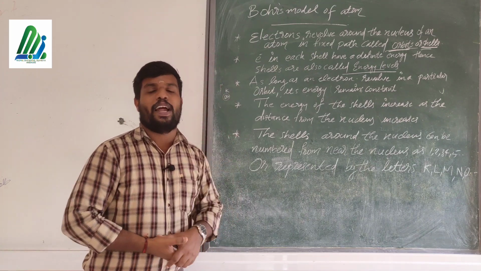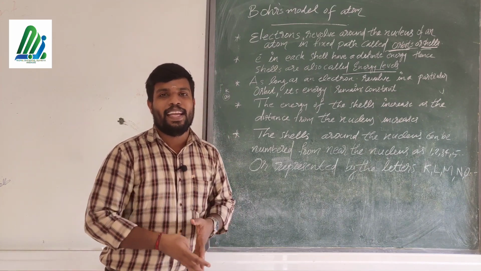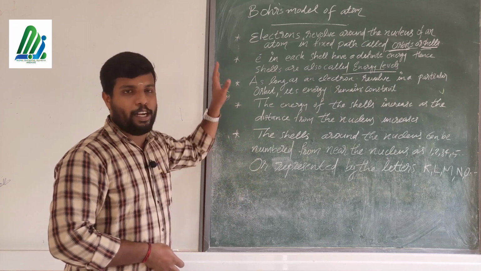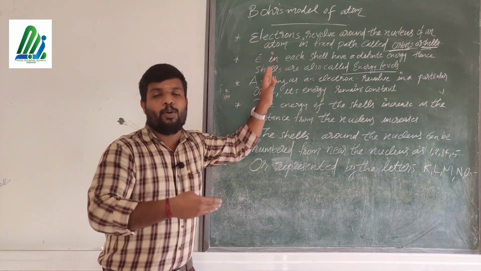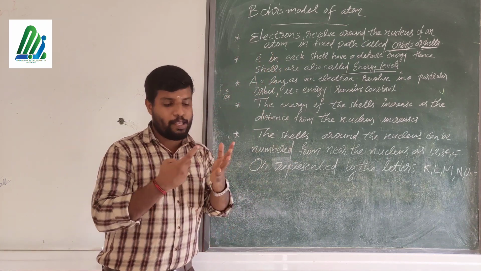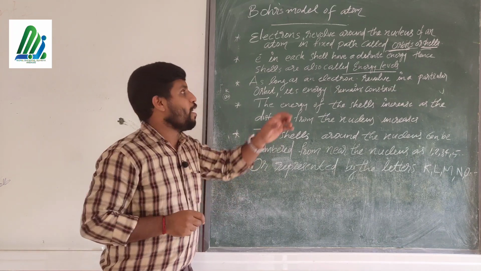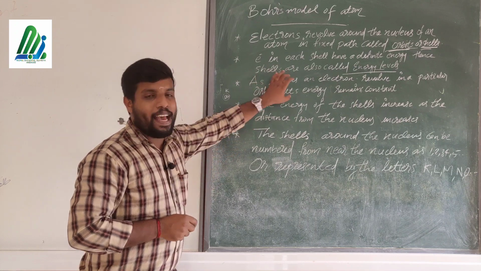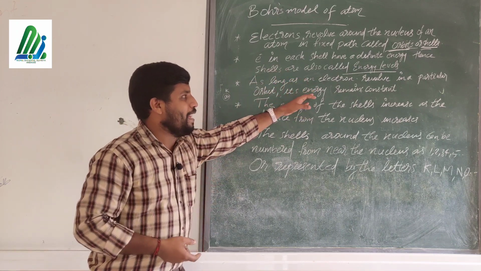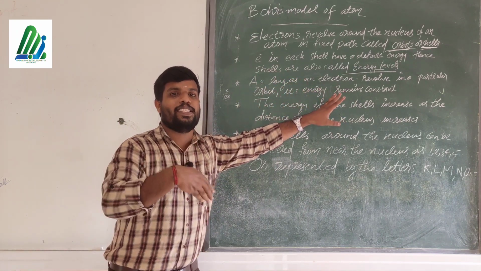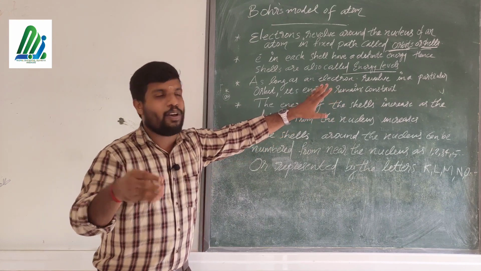What are the concepts or ideas put forward by Niels Bohr? These are the points. The electrons revolve around the nucleus in a fixed path. That path is known as an orbit or shell, and it has a particular, definite energy. That's why they are known as energy levels. When electrons revolve in a particular path, its energy remains constant. There is no change in energy; it does not increase or decrease.